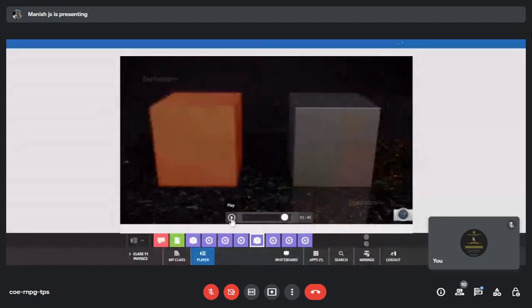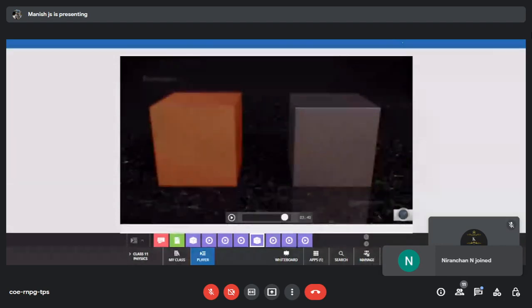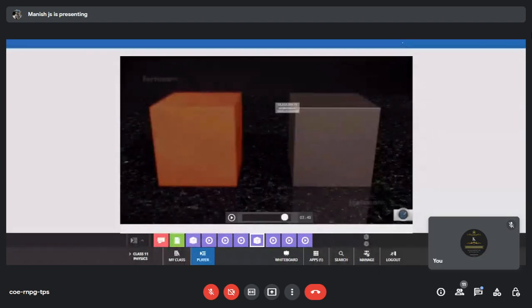So I hope we covered the concept of thermodynamic equilibrium and the zeroth law of thermodynamics. Any doubts in this module, you can ask me. Otherwise, we'll proceed to the further concepts. Is this clear?